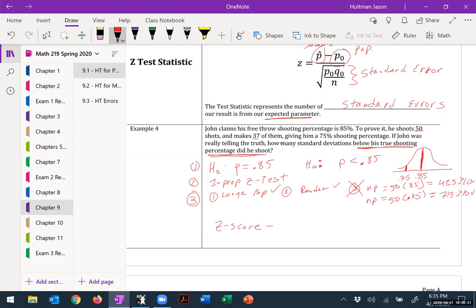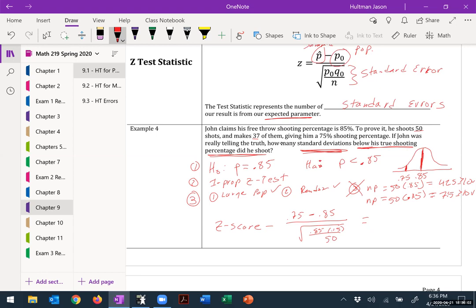If John was really telling the truth, how many standard deviations below? Still, it's not a large enough sample for us to run the test, so the test would fail. But what is the z-score? The z-score is p hat, that's 0.75, minus p naught, which is 0.85, all over the square root of 0.85 times 0.15, all over the number of items, that's 50.